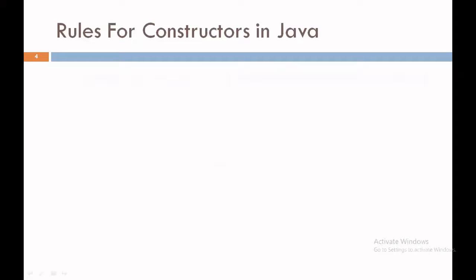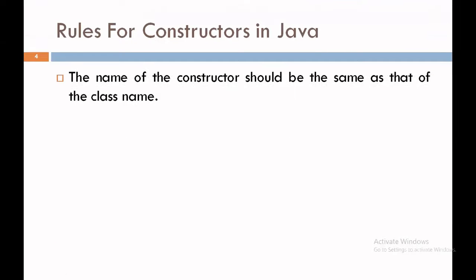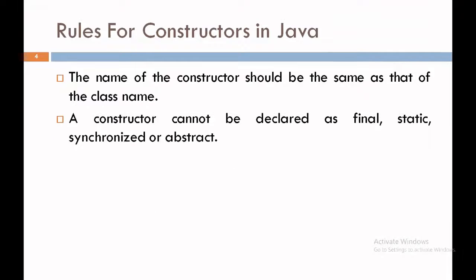Let's see, there are some rules for creating a constructor in Java. The first rule is that the name of the constructor should be the same as the class name. The second rule is that a constructor cannot be declared as final, static, synchronized, or abstract. That means a constructor cannot use these types of keywords. The next rule is that a constructor cannot have any explicit return type. Even a void return type is not allowed.